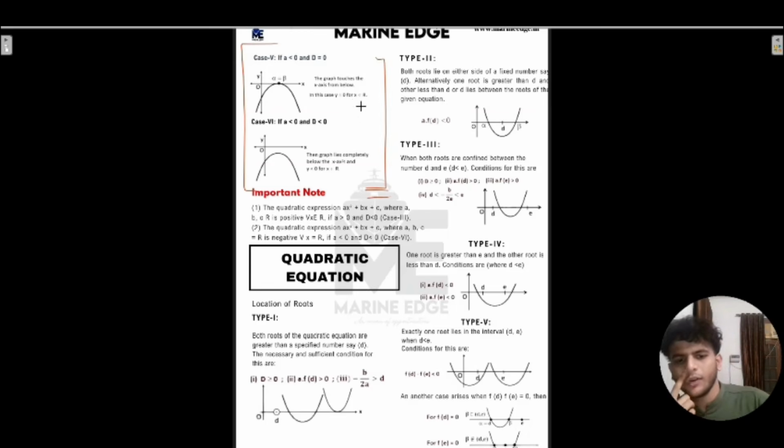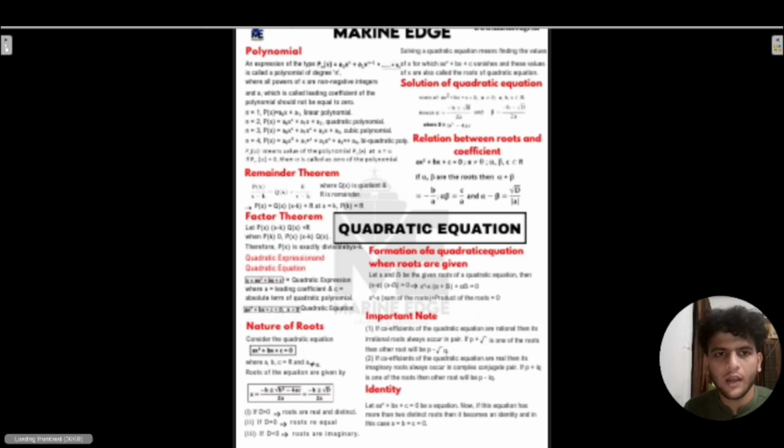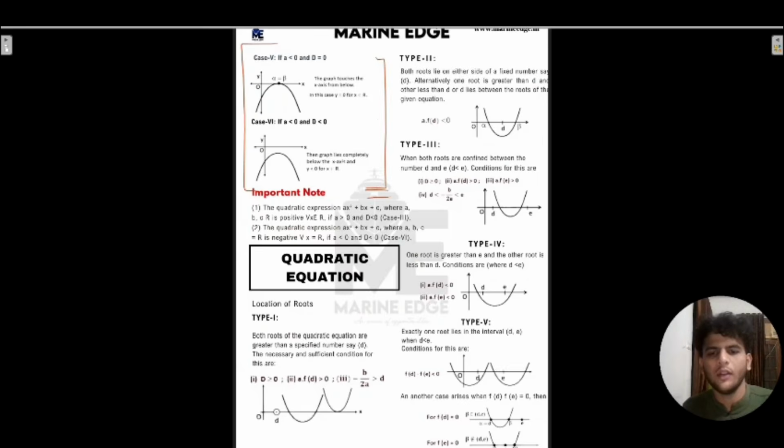The location of roots. Location of roots is something that is important. Okay, we have some 5 or 6 cases here. To be precise, we have 5 cases actually, and these 5 cases are something that you should take care of really. Okay, so both of the roots of the quadratic equation are greater than the specified number d. So let us say that we have taken a number d, that is, we have a fixed number d on this number line. Okay, and I want to make sure that the roots that I'm getting for this quadratic equation are all greater than this number d.